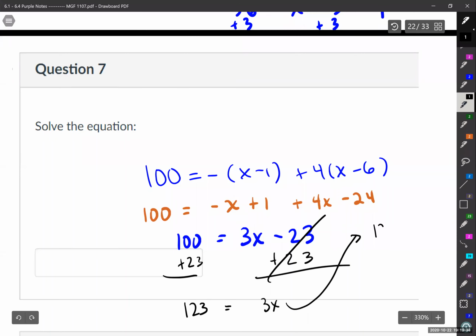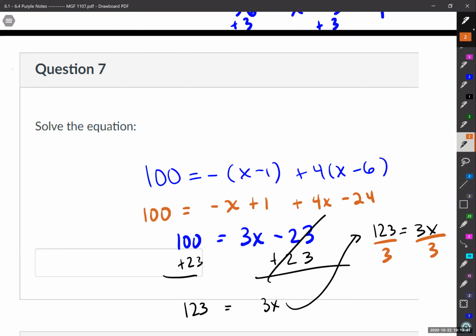So now we say 123 equals 3x. To solve, 3 is being multiplied, so we'll do the opposite, we'll divide. And our calculator, 123 divided by 3 would be 41.